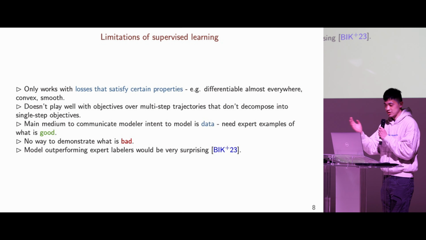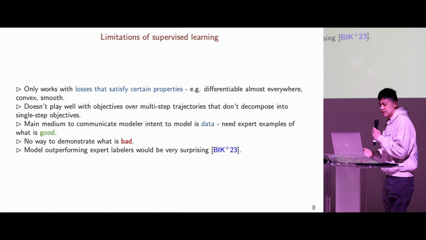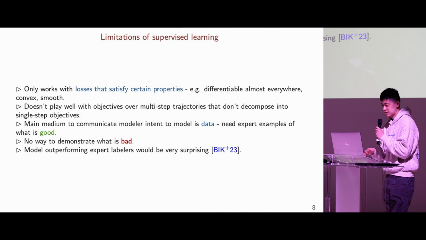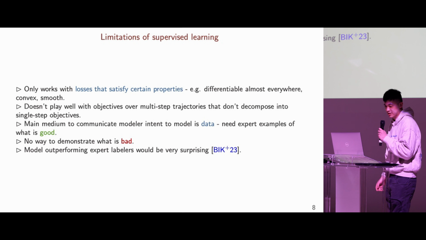So here are some limitations of supervised learning. It only works with losses that satisfy certain nice properties, like differentiable almost everywhere, convex, smooth. And supervised learning doesn't play well with objectives over multi-step trajectories that don't decompose well into single-step objectives.